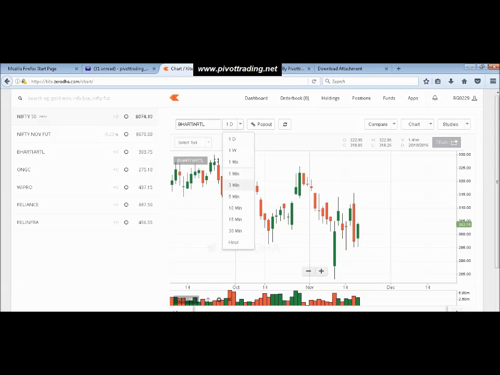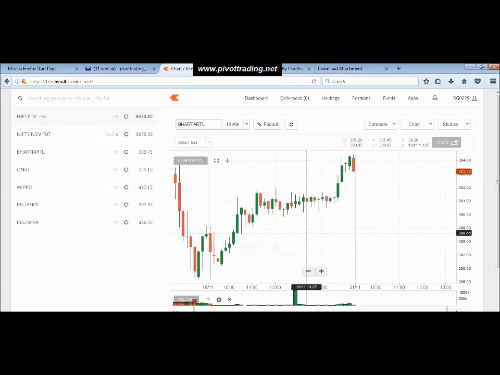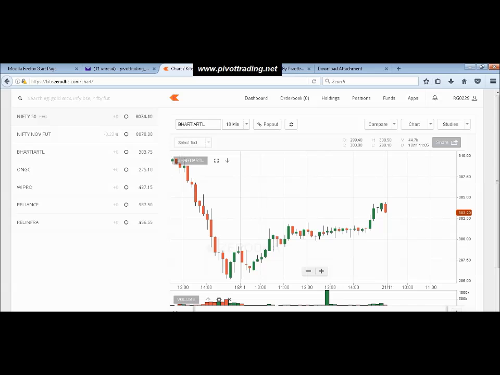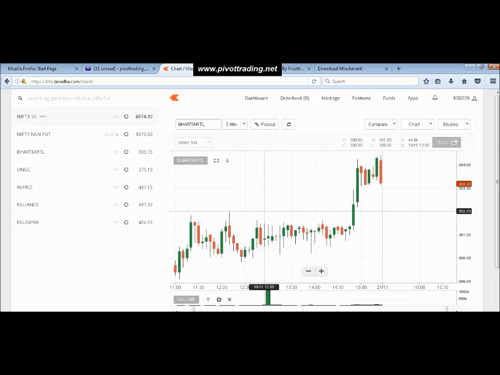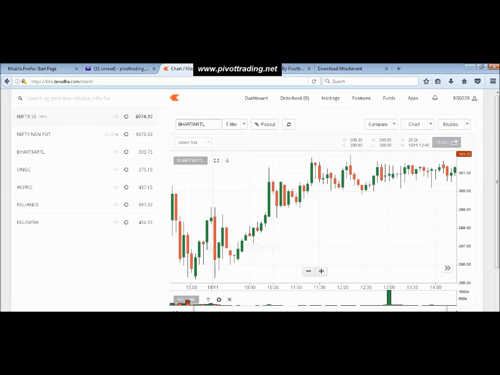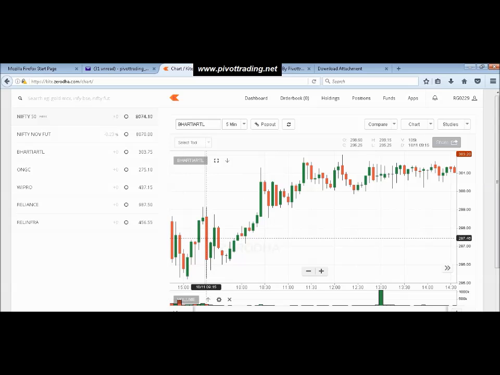So I will open maybe a 10 minutes chart to get a better understanding, or maybe 5 minutes chart to have a full view of the day. So the day starts from here. Now what are we doing? We need to check the open price. So we need to check what is the open price at this particular day.